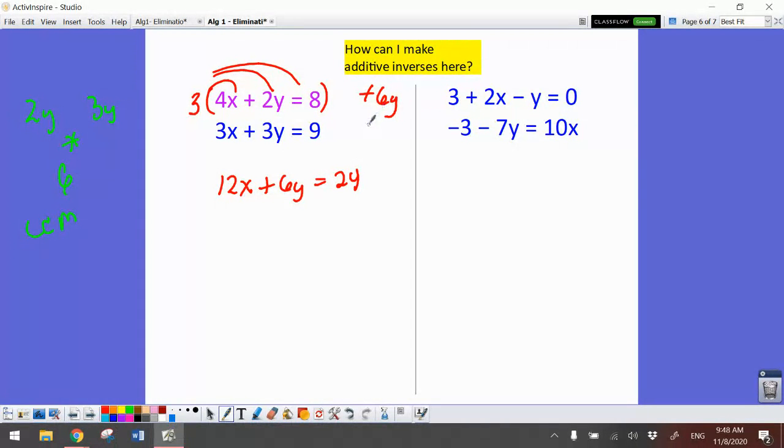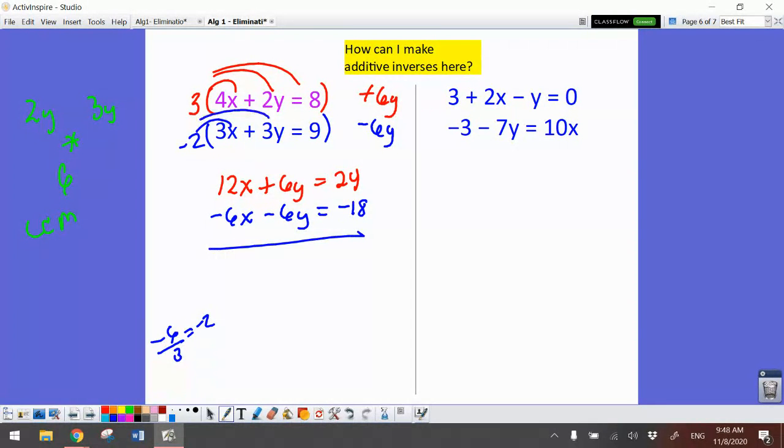Okay, so if I've got a positive 6y, the opposite would be negative 6y. So this one I have to actually pay attention to signs. If I have a positive 3 and I need a negative 6, if I divide negative 6 by 3, that tells me that's a negative 2. So I've got to multiply by negative 2 this time. So negative 6x, a negative 6y, and a negative 18. So now I actually have my additive inverses. So go ahead and hit pause and solve for x and y.